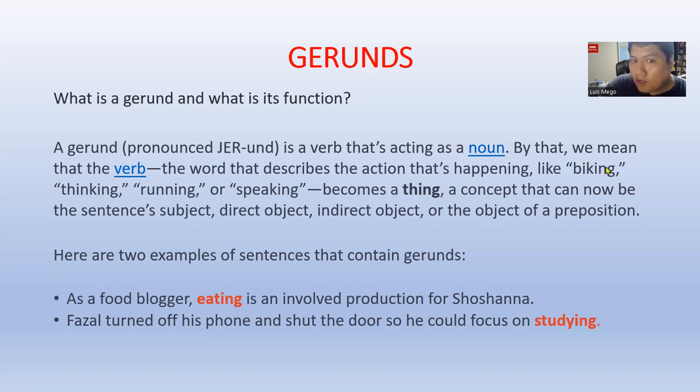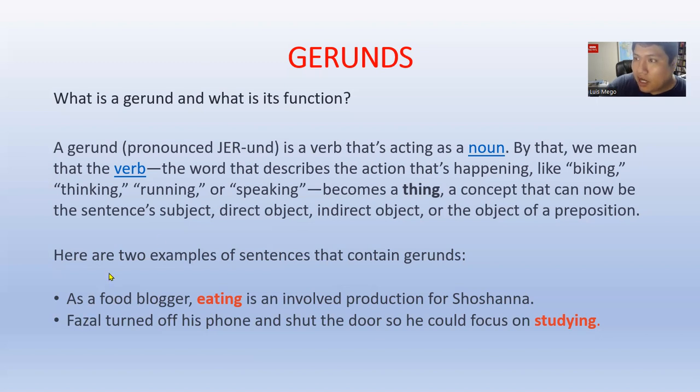By that, we mean that the verb, the word that describes the action that's happening, like biking, thinking, running, speaking, eating, swimming, etc., becomes a thing, a concept that can now be the sentence subject, direct object, indirect object, or the object of a preposition. Pay attention to this meaning, class. It says again, a gerund is a verb that's acting as a noun.